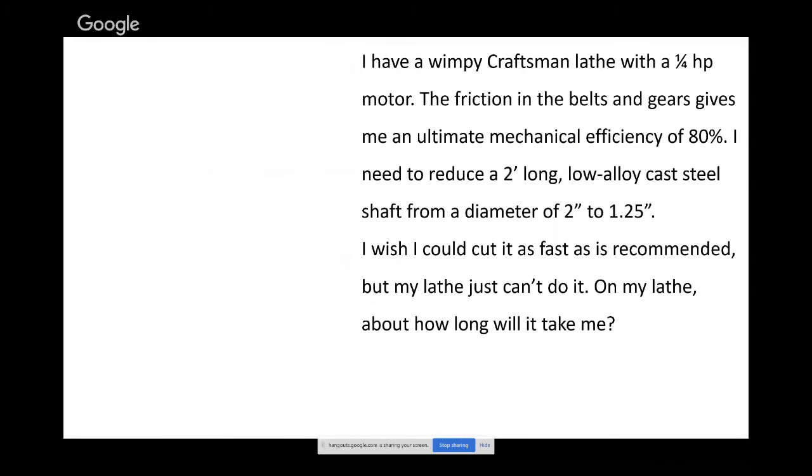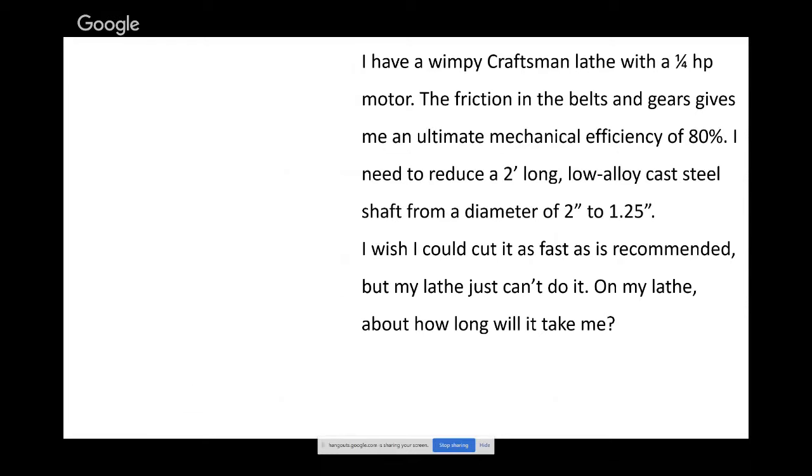Let me work out an example here so that I can show you how to do this. We've got a scenario where I've got a Craftsman lathe with a quarter horsepower motor. I do have a reduced mechanical efficiency of 80%, and what I've got is a 2-foot long shaft in low alloy cast steel. We'll look at that here on the table in just a sec. I'm going to thin this 2-foot long shaft from 2 inches in diameter to 1.25 inches in diameter.